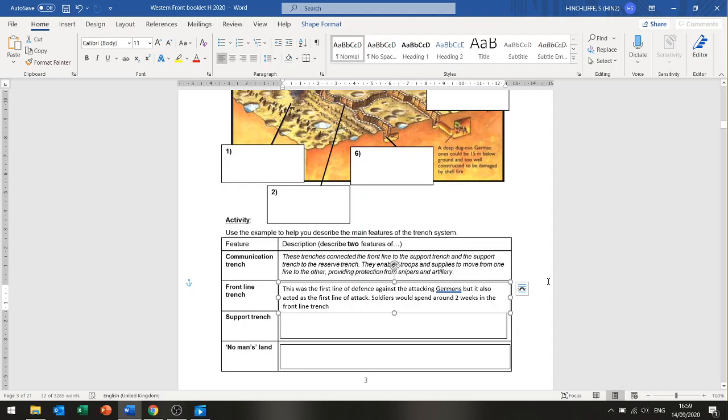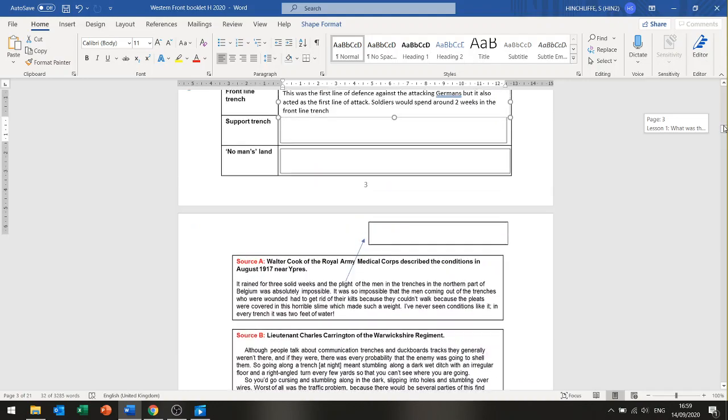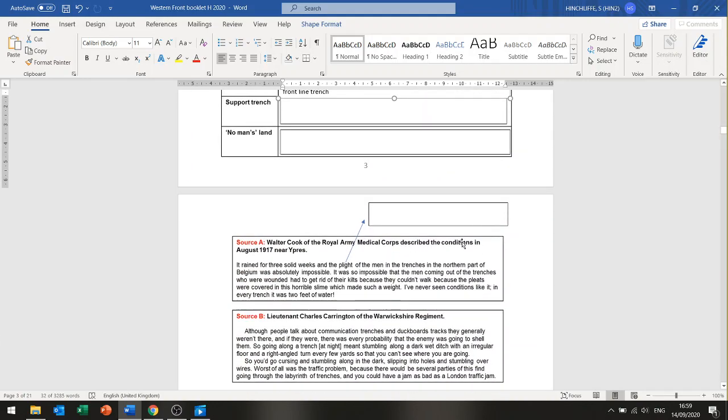Okay, so you've been given an idea about the purpose and the main features, and this is what we're doing. This is an exam style question describing the main features of a particular part. So have a go at the support trench and no man's land. Pause the video, have a go at them, and then we'll move on to the next part of the lesson.